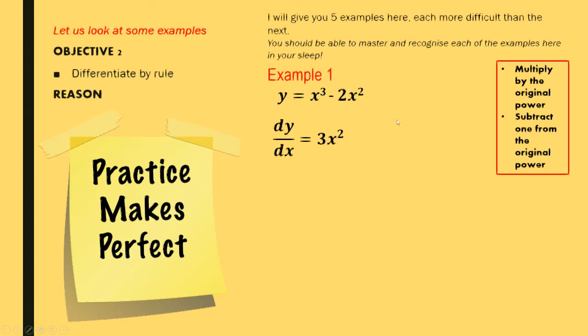If I do the same for the minus 2 and the 2, so multiplying the 2 by the minus 2 gives us minus 4. And then x to the 2, take away 1, will become x to the 1. And we usually just write x to the 1 as x. And therefore our differentiated term is 3x squared minus 4x.